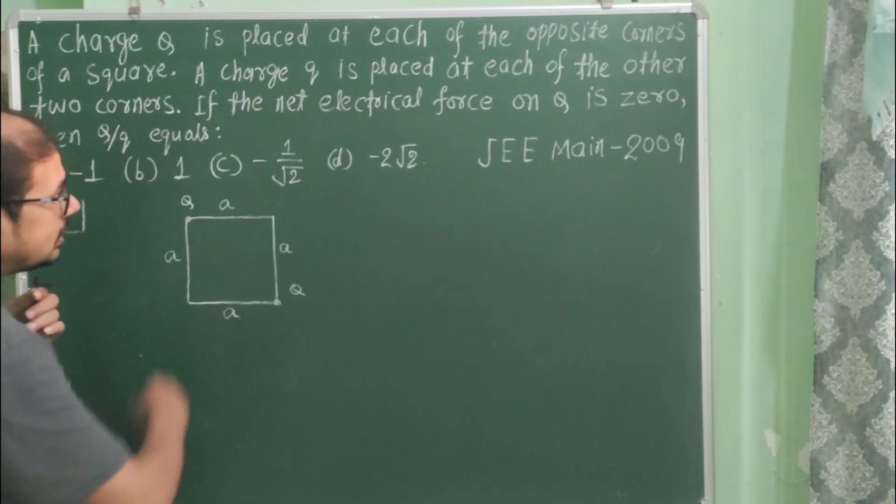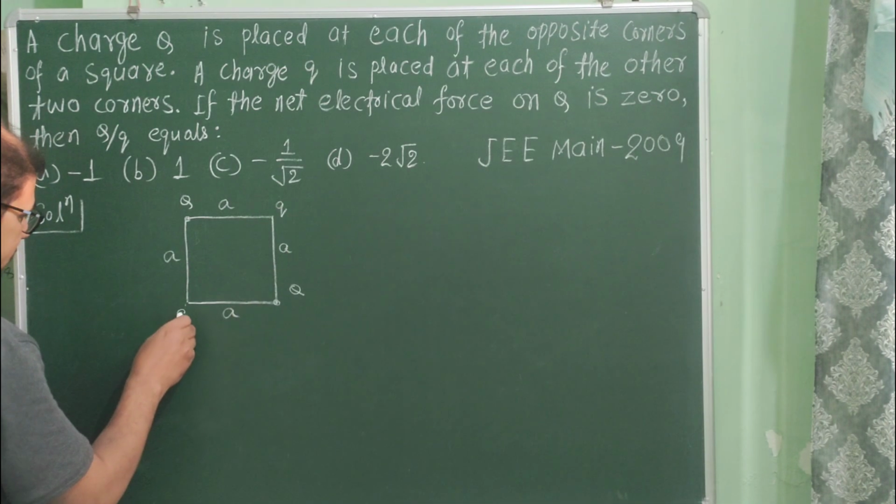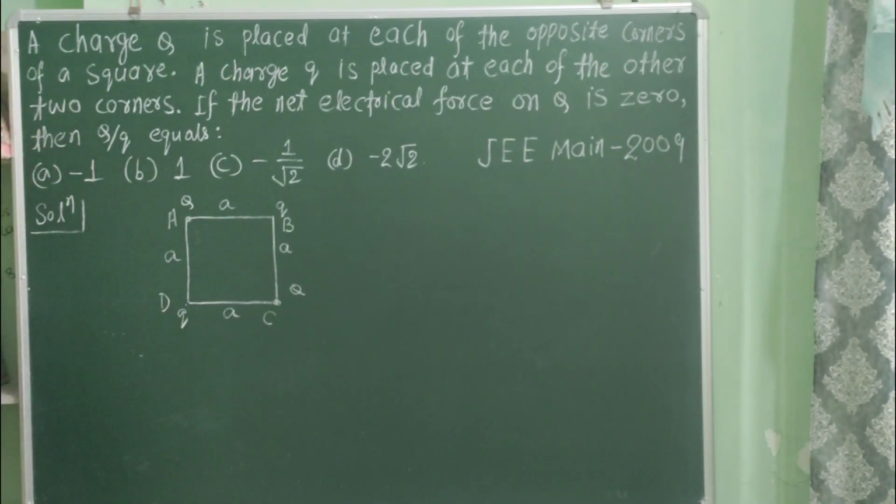A charge small q is placed at each of the other two corners. The remaining corners, this and this, have charge q. This is q, correct? This is A, B, C, and this is D, okay?